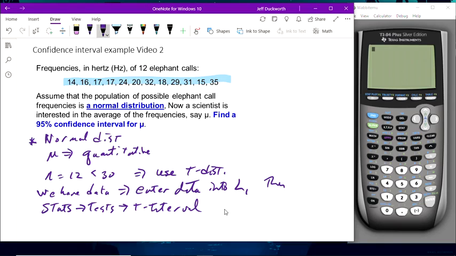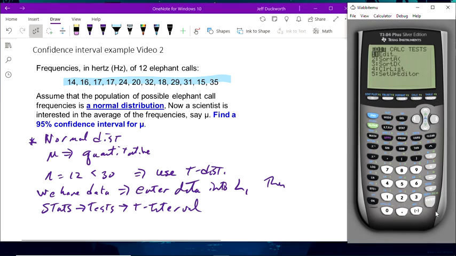All right, so we go to our calculator, we hit stat and enter to edit. I've already entered all the data in there. There's the 14, 16, 17, 17, and so forth. All the data is in list 1. You can pause it and go ahead and enter the data in so that you can play along. After that, we're going to hit stat, go over to tests, and number 8 should be the t-interval. We're going to use that.